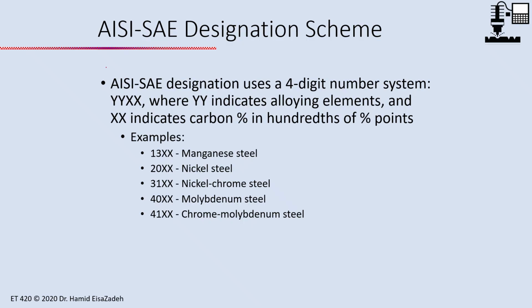This is another example of AISI designation for carbon steel. We previously mentioned 1010, which is a low carbon steel, but here we have 13, which means manganese steel. If we have 20, it means nickel steel, or 31 nickel chromium, 41 chrome molybdenum steel, and the last two digits show the amount of carbon in this steel.